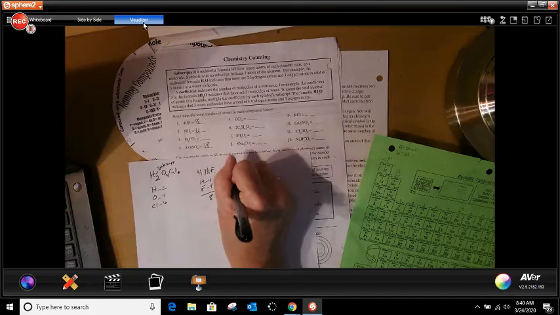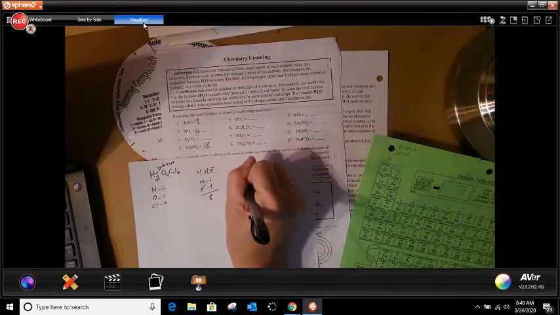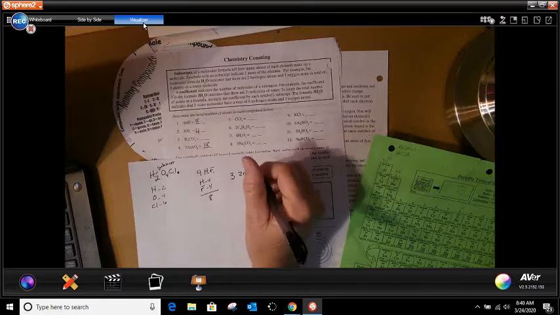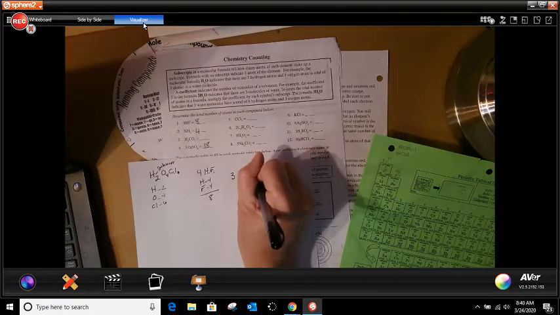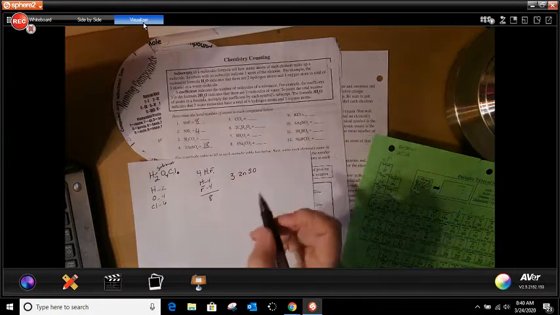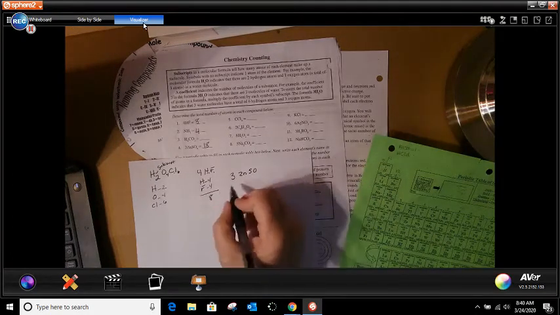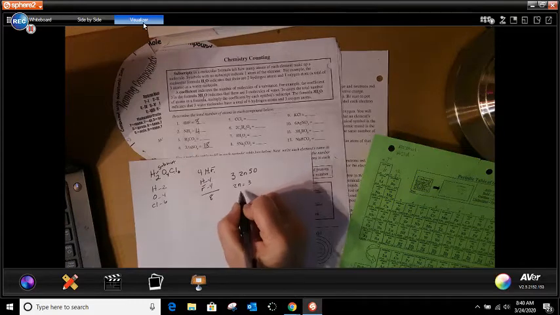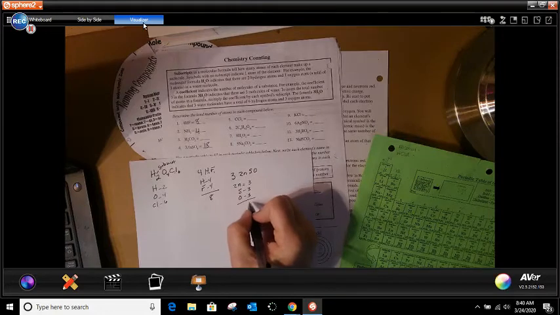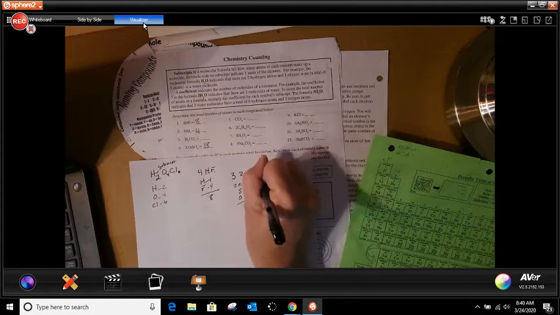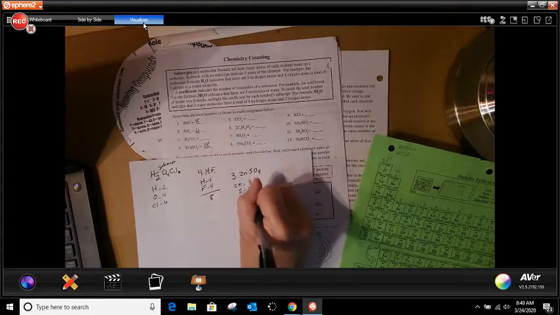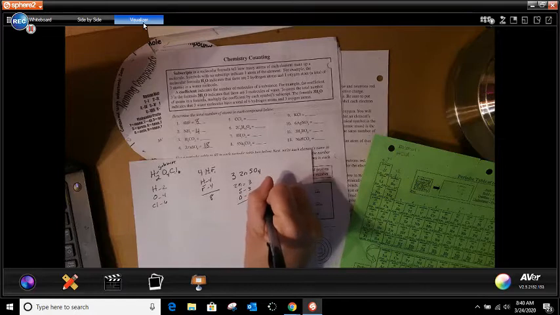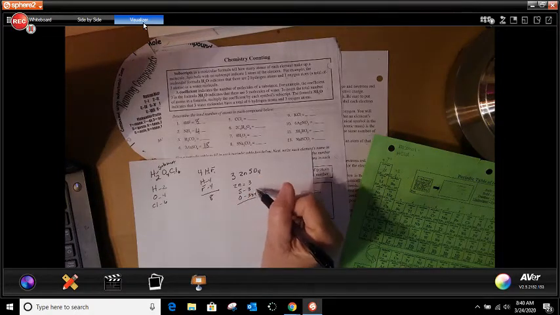3ZnSO4. So we have 3Zn. Remember, Zn, capital letter, small letter, means it's an element by itself, and S, and then I also have a capital O, which is telling me that's sulfur and oxygen. So Zn is 3, sulfur is 3, and oxygen has 4. So that would be 3 times 4. 4, 8, 12, which would equal 12. So 12, 13, 14, 15, 16, 17, 18, a total of 18.